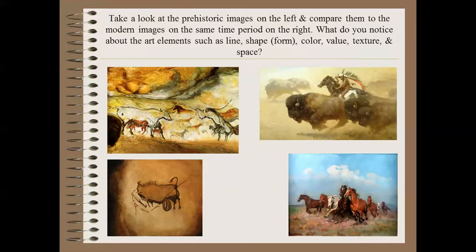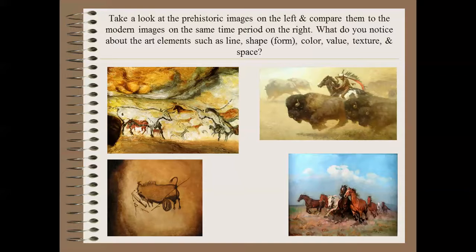So now the last question on your worksheet. If you look at the last painting on the left and compare them to the paintings on the right, what differences do you notice in the use of line? So art elements such as line, shape, color, value, texture, and space. So again, compare the images on the left to the images on the right, and then write down some of the differences you see in the art elements.